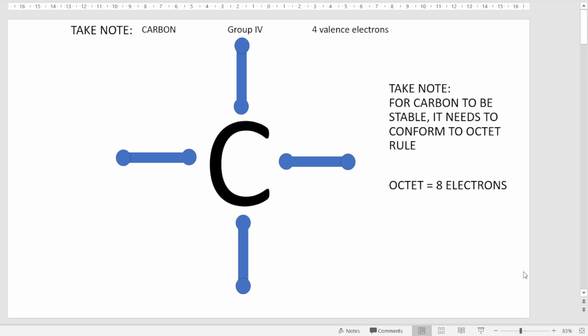Okay, take note that carbon is from group 4 and it has 4 valence electrons. Depicted on these circles are the number of electrons shared or bonded. This is to conform to the octet rule, which states that there must be 8 electrons in total for it to be stable.